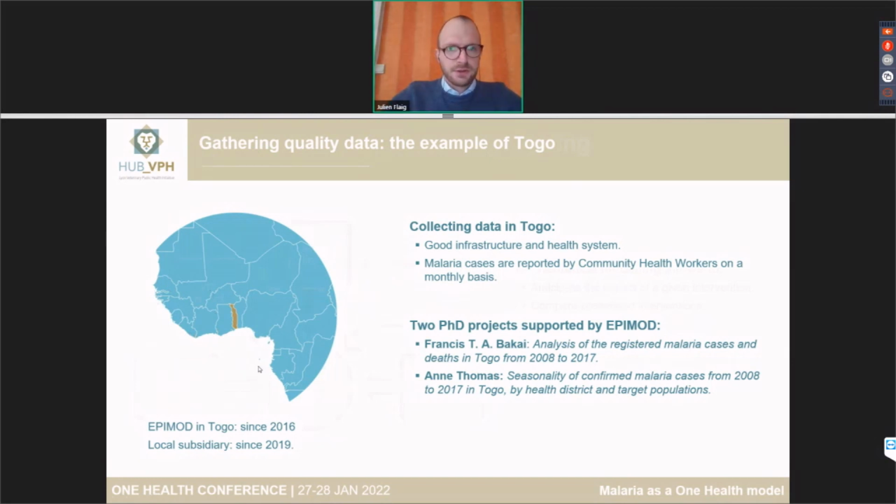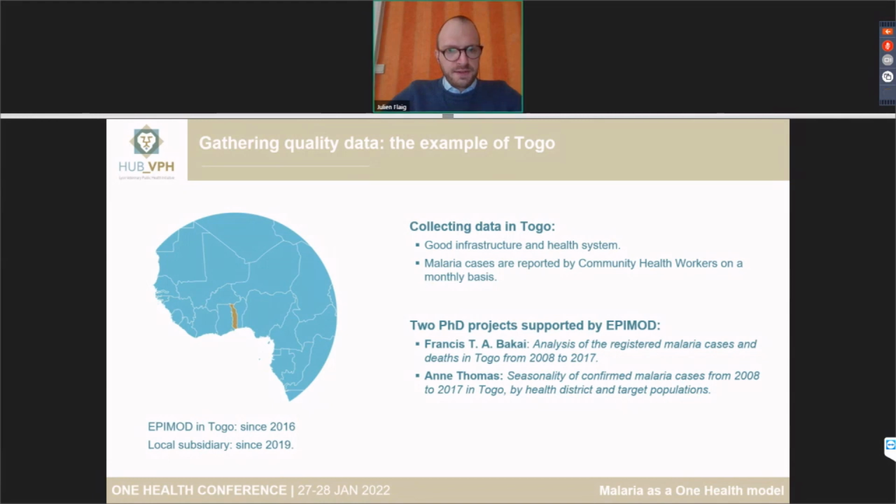Epimod has been present in Togo since 2016, and a local subsidiary was founded in 2019. The Togolese health system is relatively well equipped, at least when it comes to data collection, which makes it easier to collect various data. Of course, surveillance data, that is malaria cases, also entomological data regarding mosquitoes, parasite data regarding Plasmodium parasite, and also weather data, because the rains have a role in malaria transmission.